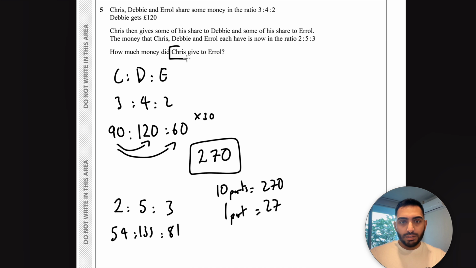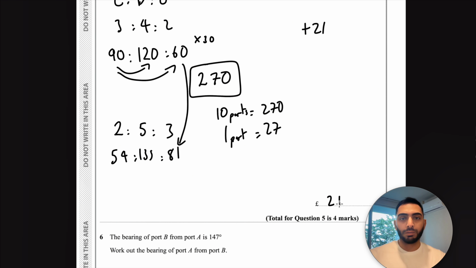But the question is asking us, how much does Chris give to Errol? So we're looking from Chris to Errol. And you can see Errol has gone from 60 up to 81. So we've added £21. So the answer here would be 21.